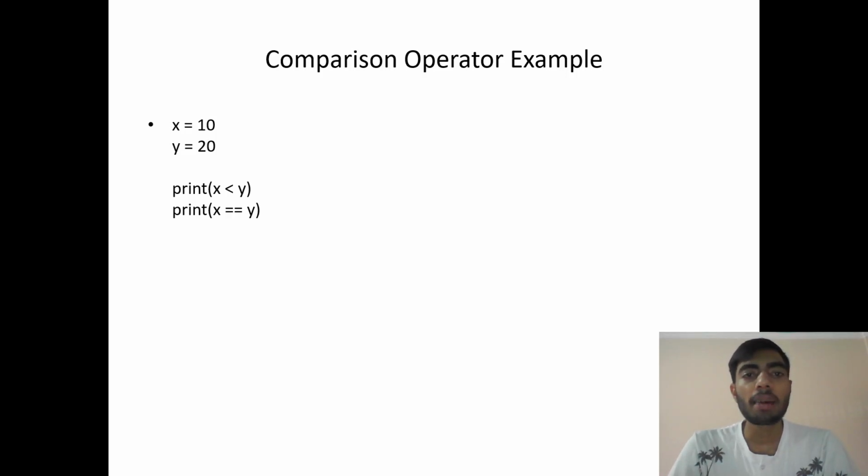Let's see a simple example. Suppose x is equal to 10 and y is equal to 20. When we write x is less than y, Python checks the condition. Since 10 is smaller than 20, the result is true. Next, when we write x double equal to y, Python checks whether both values are the same or not. Since 10 and 20 are different, the result is false. This is how comparison operators work.